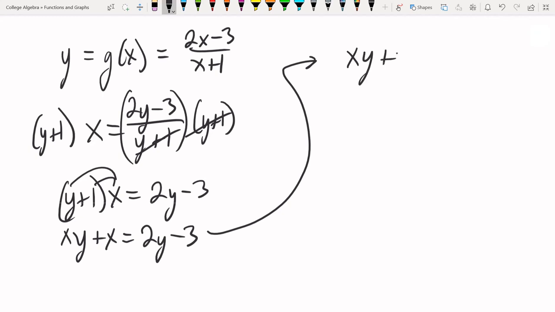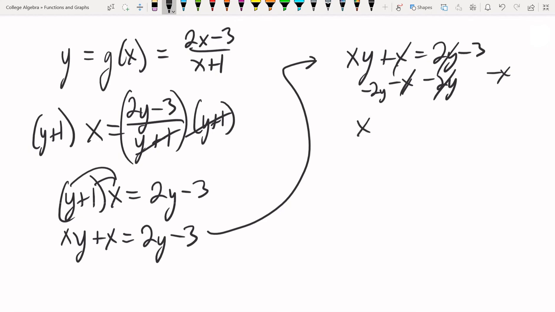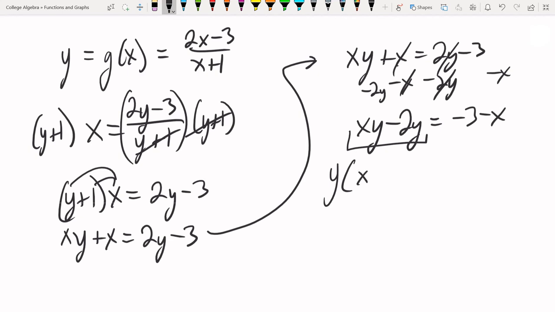xy + x = 2y - 3. I'm going to subtract the 2y to this side and subtract the x to the other side. That gives me xy - 2y = -3 - x. And now you see here, I can factor out a y. This is very important because now we only have a single y, and that means we can solve for it.